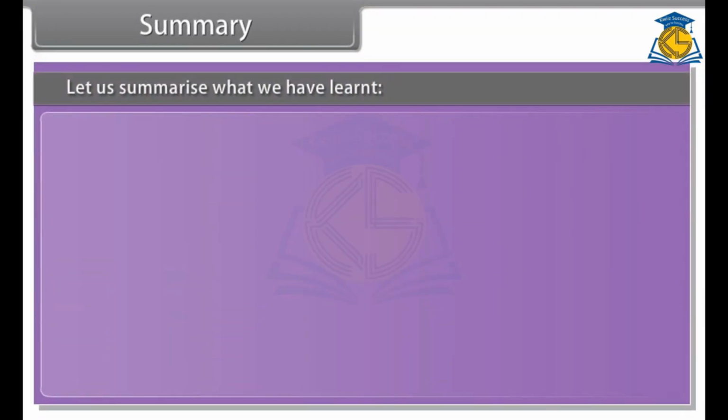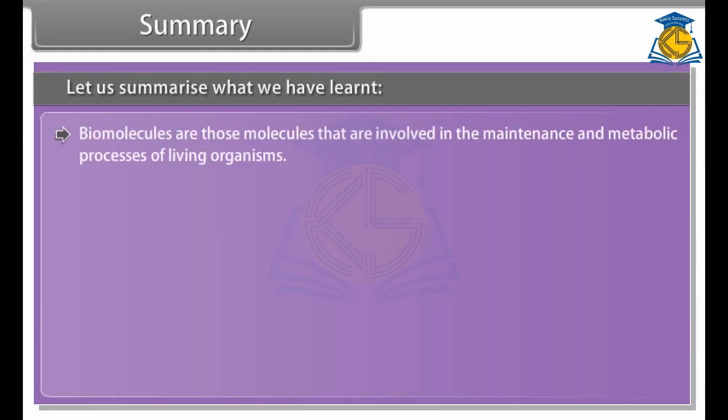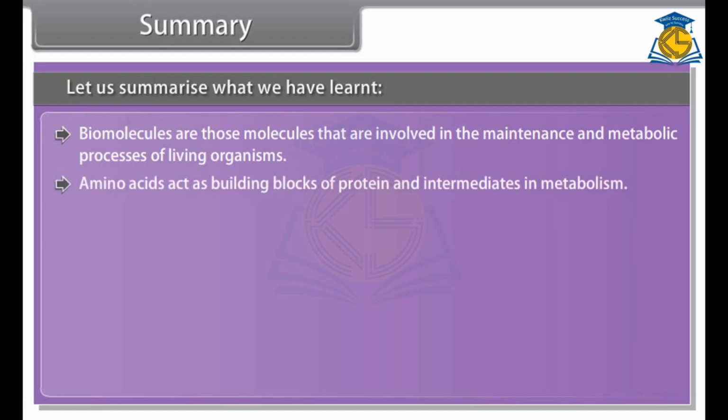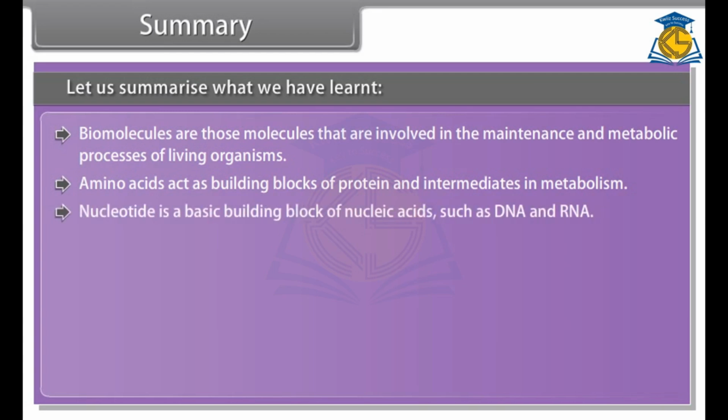Summary. Let us summarize what we have learned. Biomolecules are those molecules that are involved in the maintenance and metabolic processes of living organisms. Amino acids act as building blocks of proteins and intermediates in metabolism. Nucleotide is a basic building block of nucleic acids such as DNA and RNA.